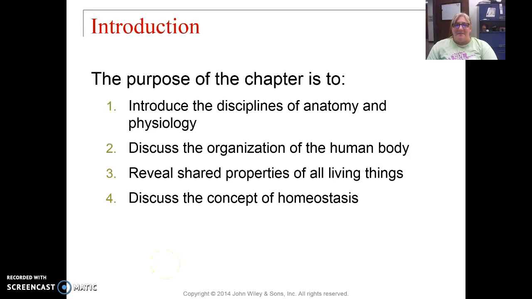Good morning, everybody. We're going to start with Chapter 1 in Anatomy and Physiology. We're going to cover in Chapter 1 the discipline of anatomy and physiology, how they are interrelated. We're also going to cover the organization of the human body, so the different parts of the body and how they are labeled. We'll talk about characteristics given to all living things and the concept of homeostasis.